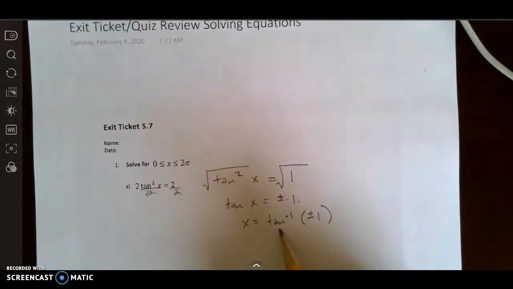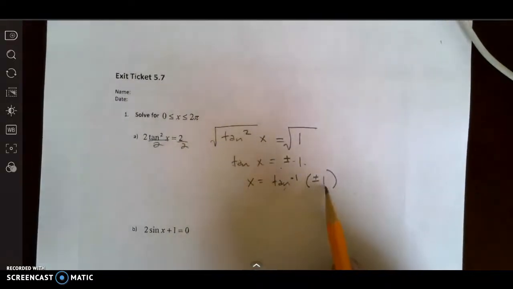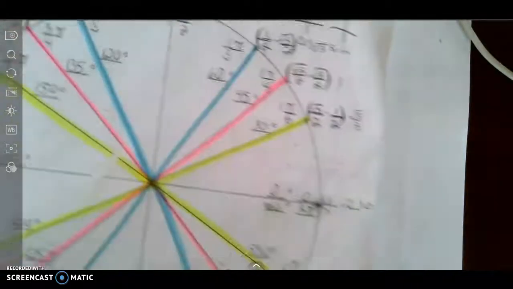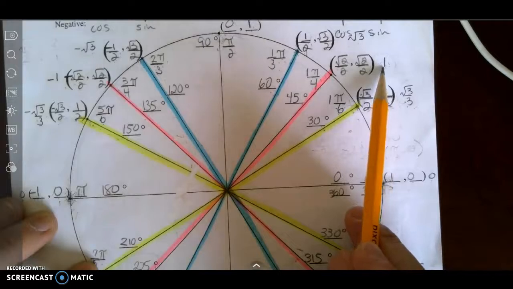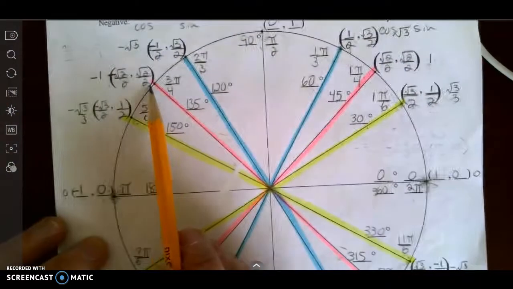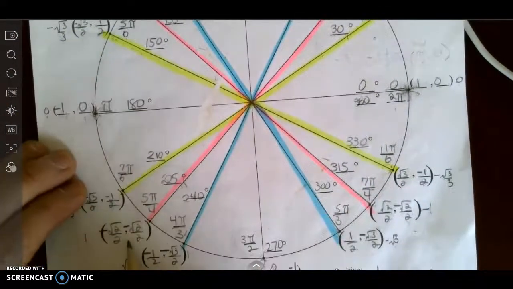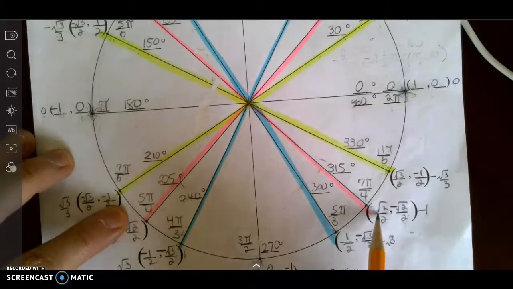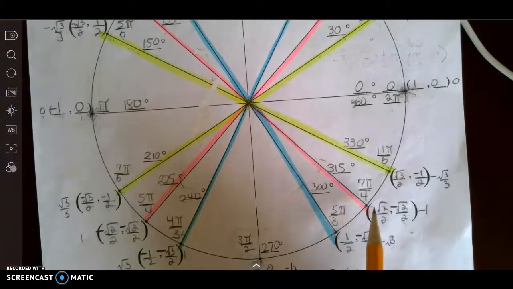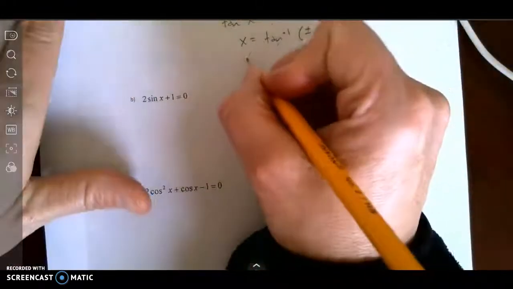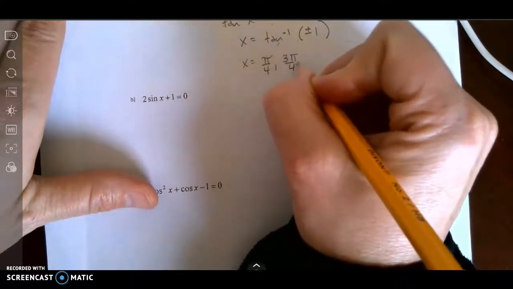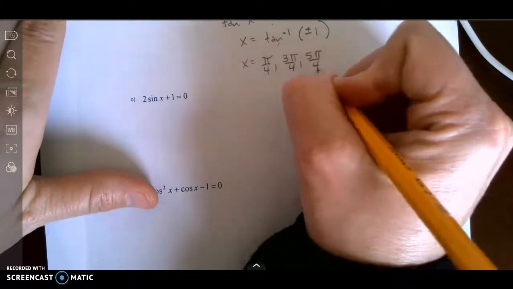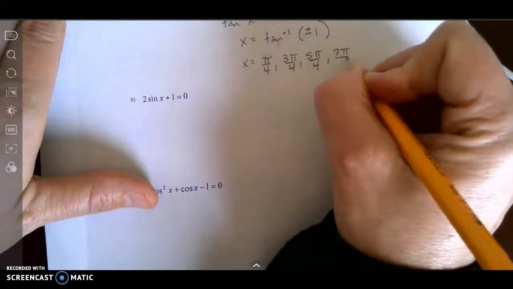So I'm looking for where my tangent is positive or negative 1. And when I go to my unit circle, tangents are on the outside. My tangent is 1 right here, pink. So I'm going to go to all my pinks. I've got a negative 1 there, positive 1 here, negative 1 here. So positive and negative 1 at all of my pink values, which for me are my pi over 4s. So that is pi over 4, 3 pi over 4, 5 pi over 4, and 7 pi over 4.